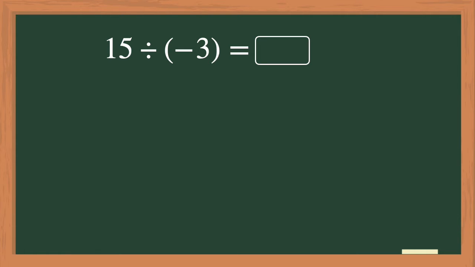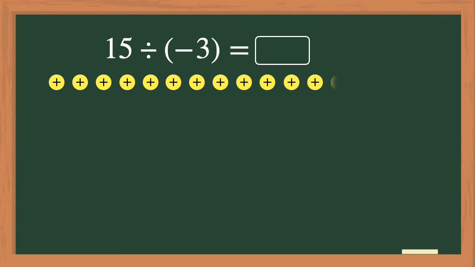So we'll start by placing 15 positive counters on the screen. The next term in this problem states that we need to divide these 15 positive counters into groups of negative 3. But can you really divide anything into groups of negative numbers? Negative numbers are less than 0. So how can you divide positive 15 into groups of less than 0? Well, fortunately, there is a mathematical solution to this problem.